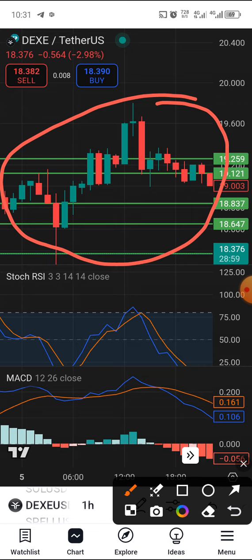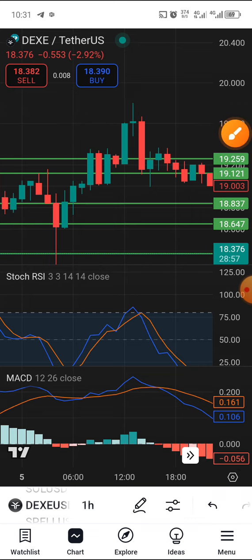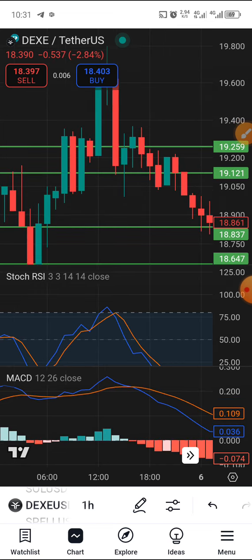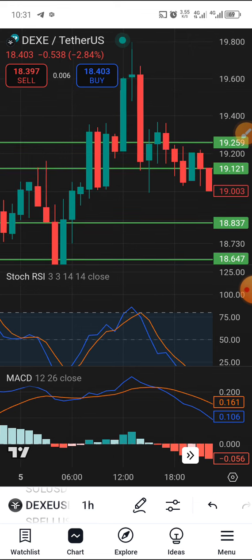So the bigger the time frame, the bigger the picture in the market. But I'm telling you, 1 hour is also good for making your analysis. 1 hour, 4 hours is a good time frame. So today we are going to focus on making our analysis in the 1 hour time frame and 4 hours.